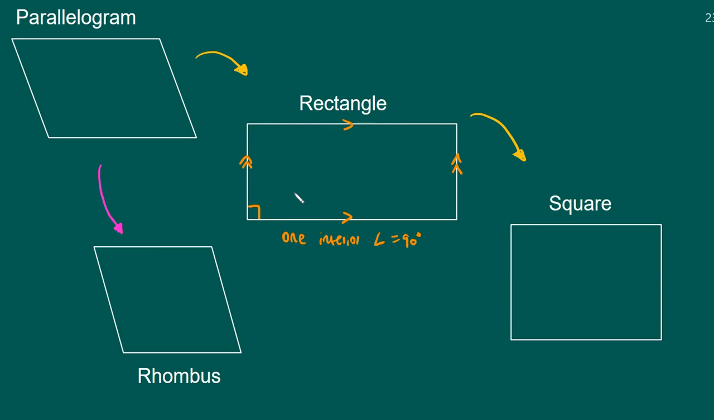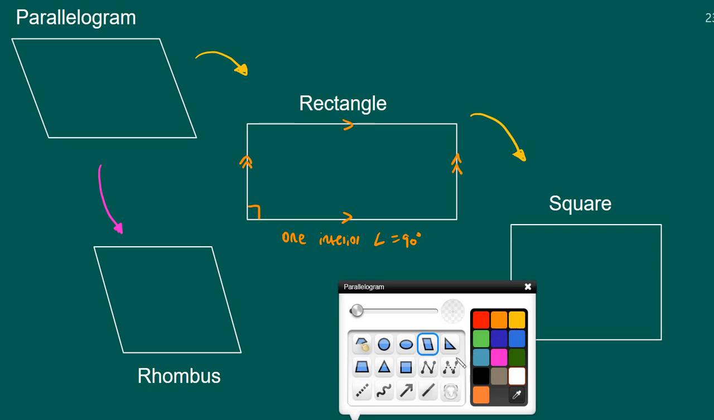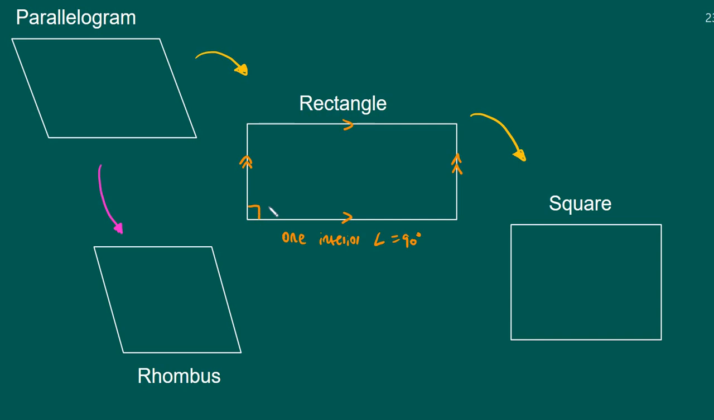But now, in terms of a rectangle, the diagonals, here would be the diagonals, here would be the diagonals, and then here would be your other diagonal.